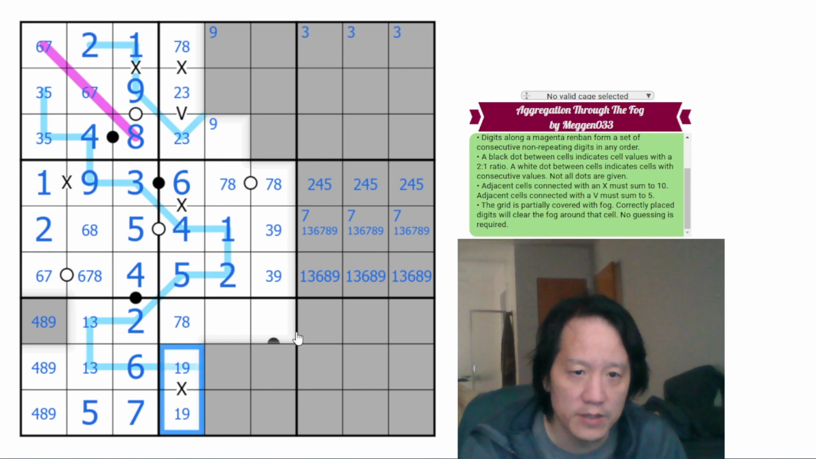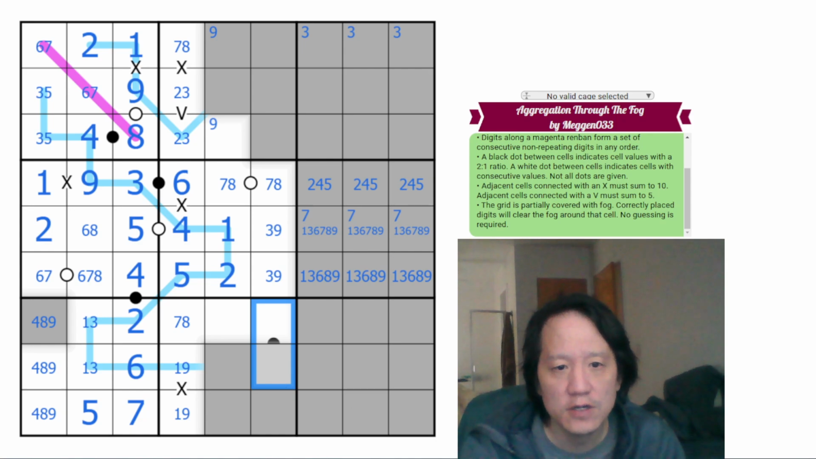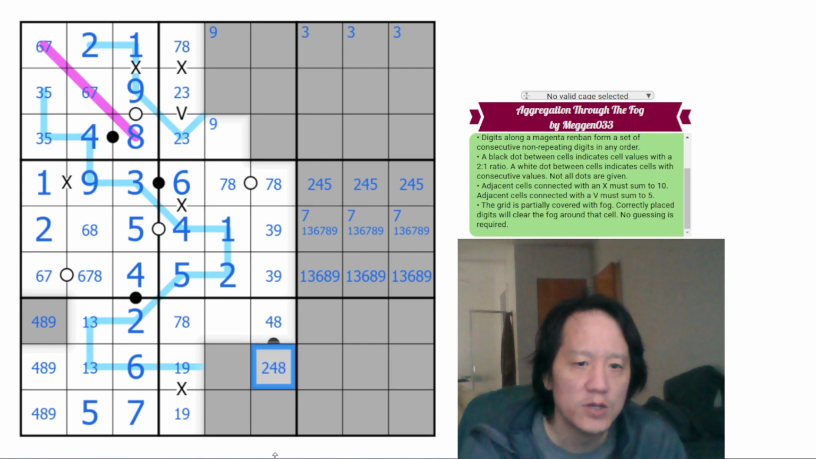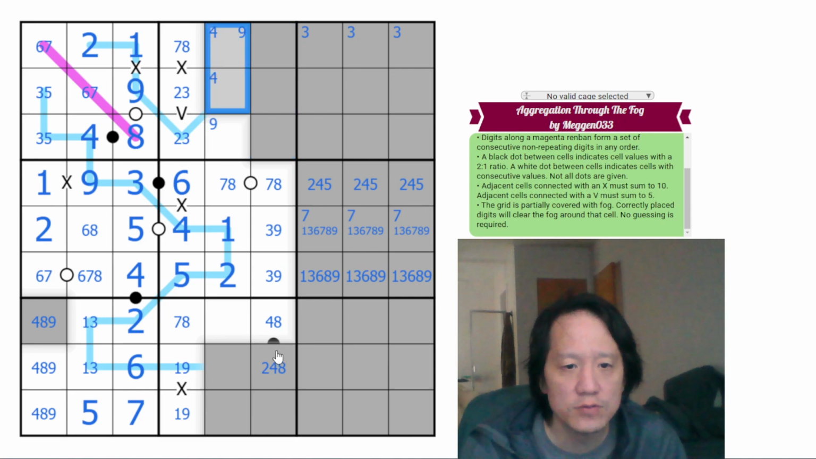1, 9. This cannot be 1, so it can't be 1, 2. Can't be 3, so it can't be 3, 6. So it's 4 with 2 or 8, and 2 cannot be here, but we don't know about this. So 4 is here. This can't be 4, so 4 has to be one of those two.